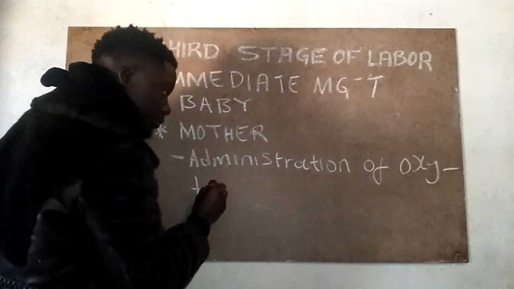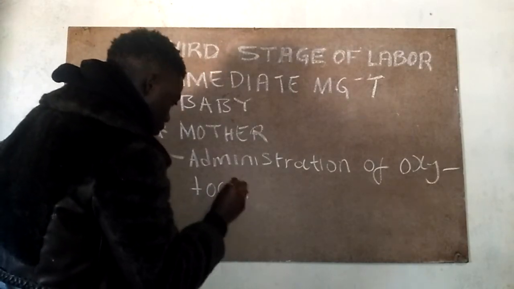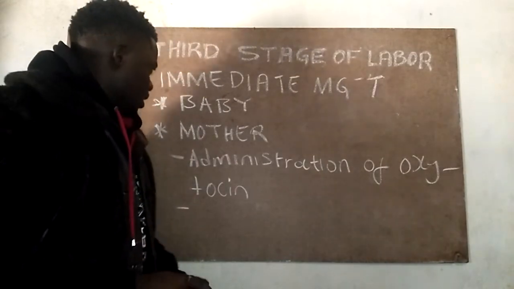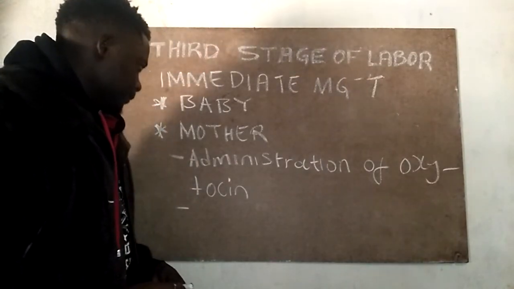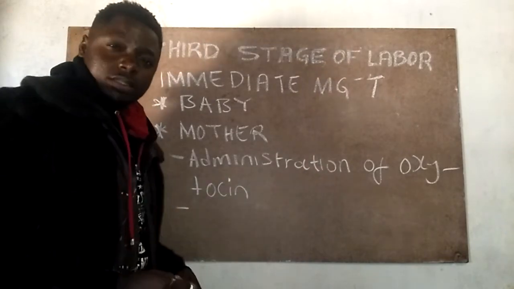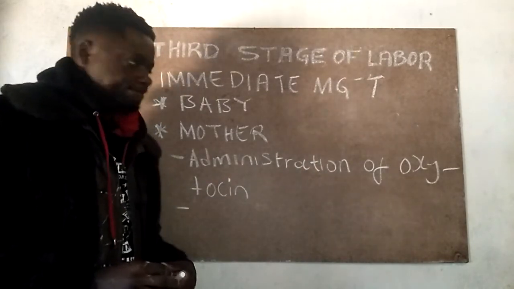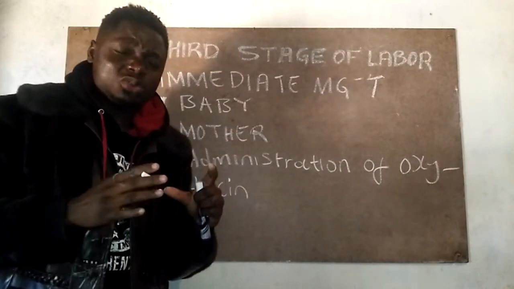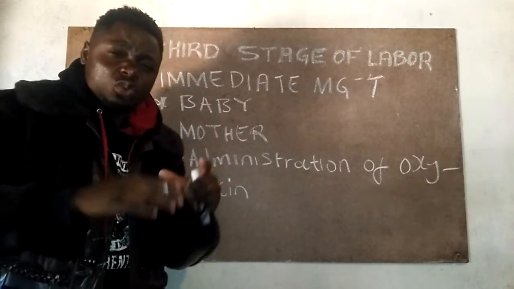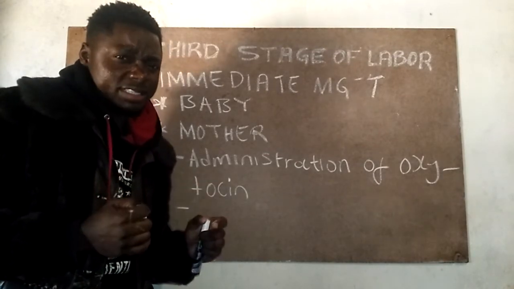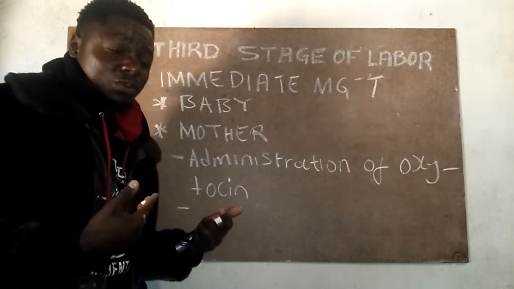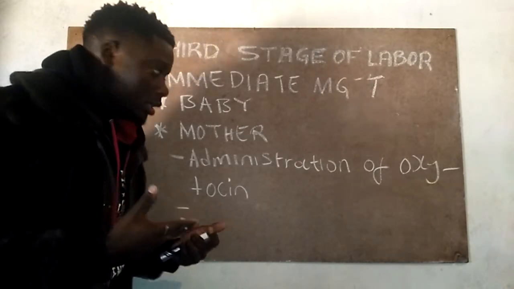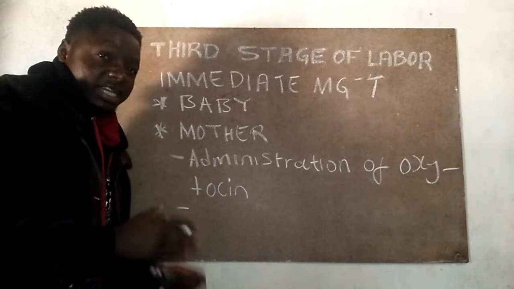Administration of oxytocin. This is the first step in the active management, in the immediate management of the mother. So administration of oxytocin. How do we do this? Well, immediately the baby is born, the first thing that you're going to do is palpate the mother's abdomen to rule out the presence of another fetus, in case there is a second twin. So you palpate the mother's abdomen nicely so that you rule out the presence of another fetus.